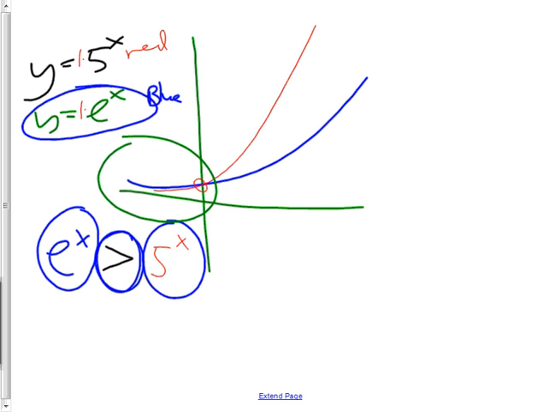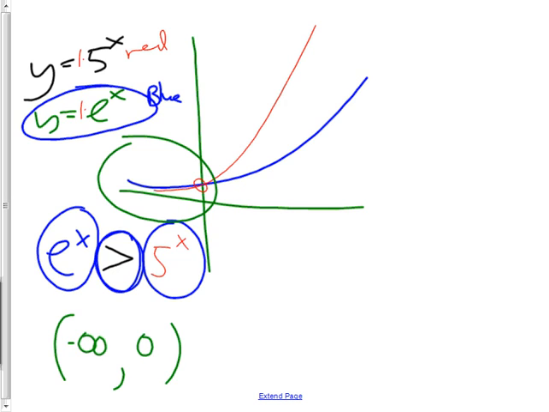When it's negative, how do you say that in math? I'll give you a hint. It looks like this. From negative infinity to 0. Perfect. That's when the one function was bigger than the other.